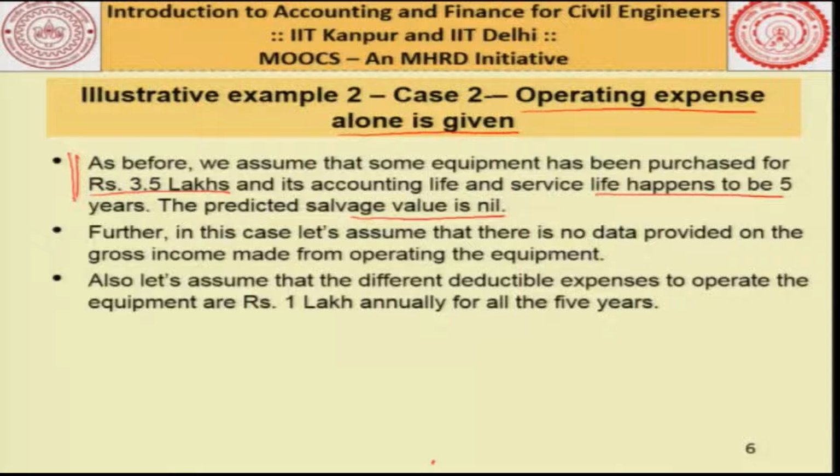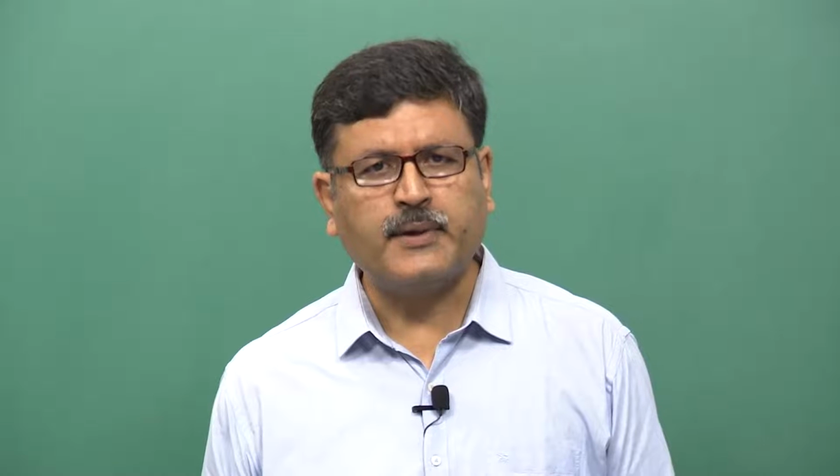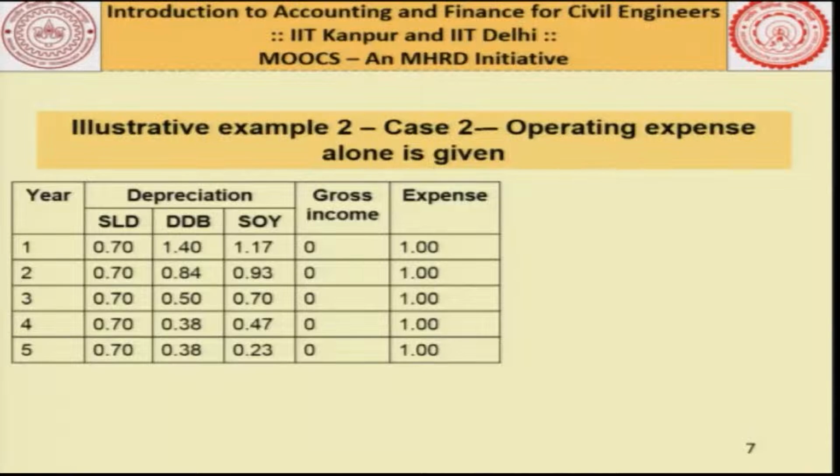Now, we assume that there is no data on gross income given to me, and it is given that we are incurring 1 lakh rupees annually as part of its operating expense, and it is also given that this whole of 1 lakh is admissible for tax rebate. So, what is happening? I am purchasing the equipment for 3.5 lakh, life is 5 years, salvage value is nil, no information on income, but I am told that I am incurring an expense of 1 lakh every year, and this 1 lakh is all admissible for giving me tax benefit. So, I go with the similar calculation once again.